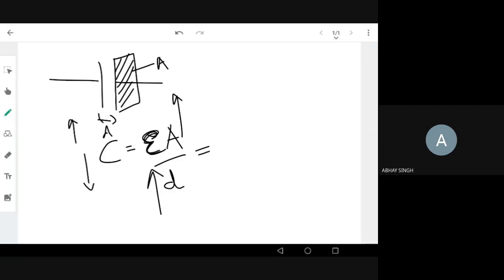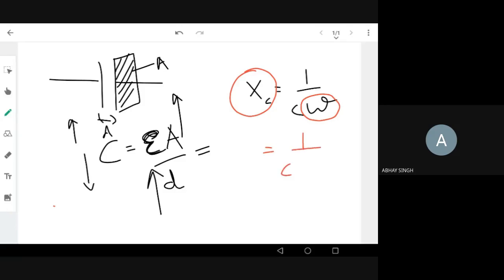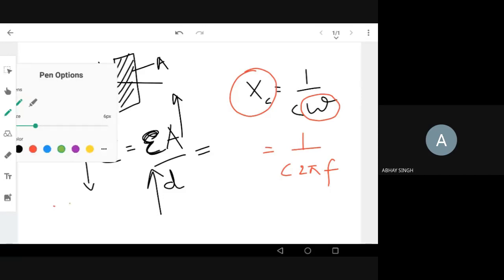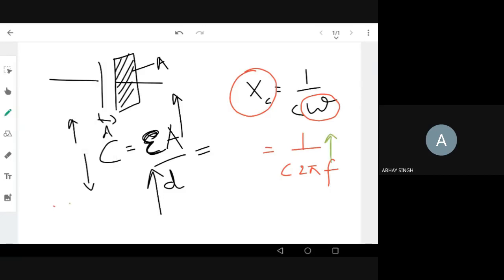So all those things. And another important equation of capacitance: what is the impedance of the capacitor? Xc. Xc is equal to 1 by C omega. So what is the meaning of this? You might have already learned this somewhere. So C omega, the only thing here is the frequency. This is impedance. The impedance offered by the capacitance is inversely proportional to the frequency omega. So what is omega? Omega is 2 pi into frequency. So you can see as the frequency increases, the impedance will be decreasing.